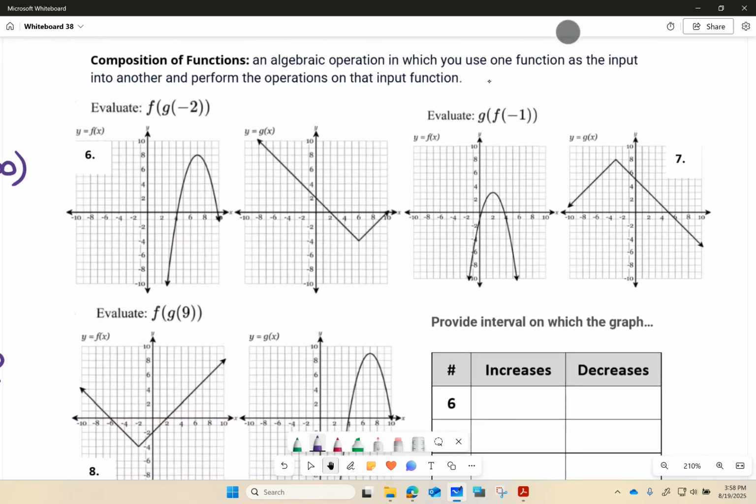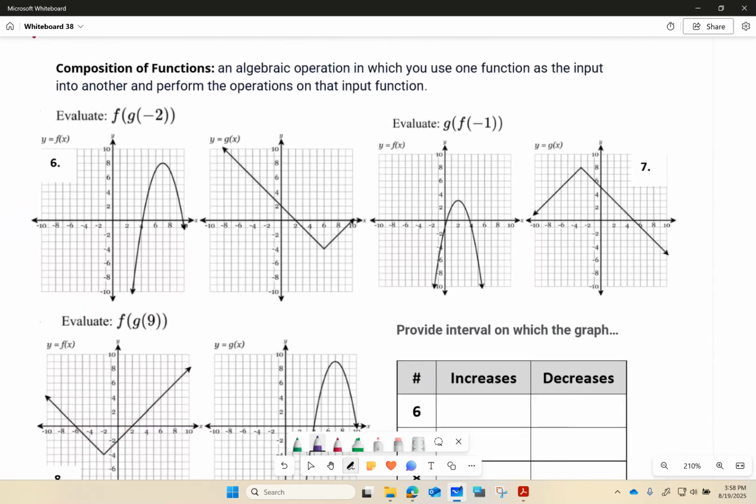All right, let's jump into composition of functions. How do we do these problems? So when it comes to composition of functions, all you do is start with this value right here. That value is your x. It's always going to be your x.